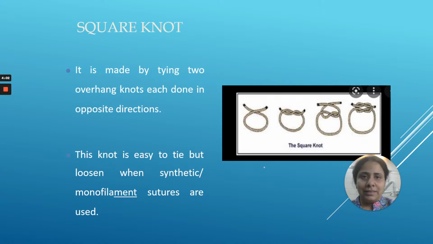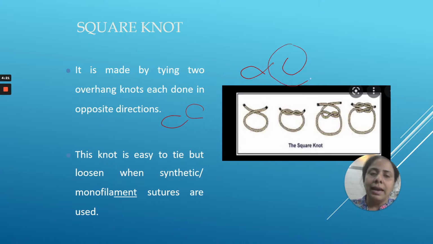Square knot is commonly used. What is that? One knot is in the clockwise direction and the other knot is in the counterclockwise direction. One knot clockwise and the other anti-clockwise. This is called a square knot. Very commonly used for synthetic monofilament suture, but it gets loosened also. So I usually prefer giving a surgeon's knot when I am giving any kind of sutures. We will discuss that also.